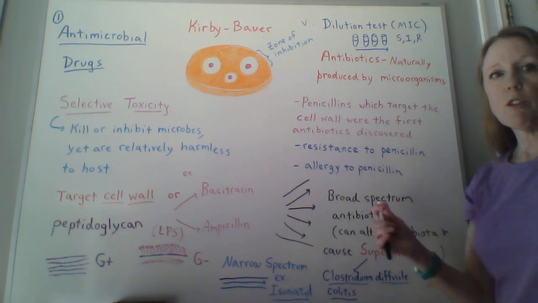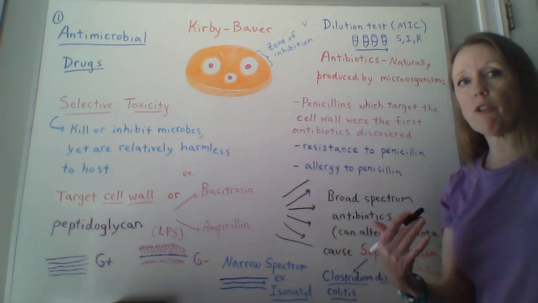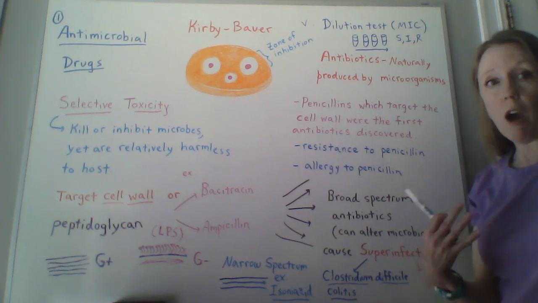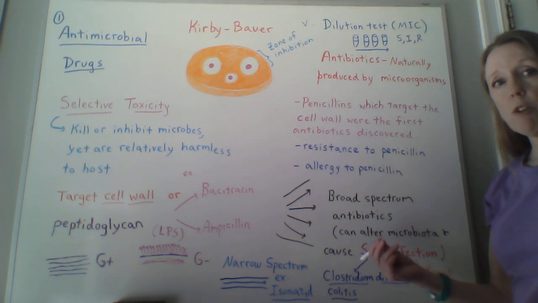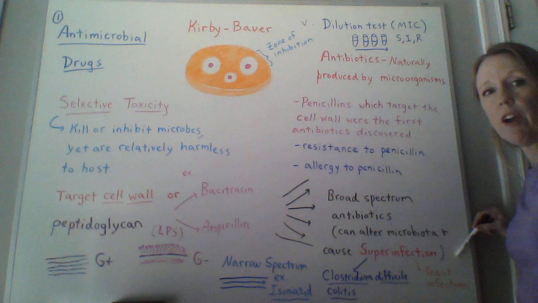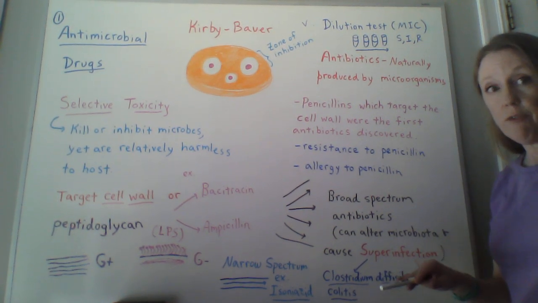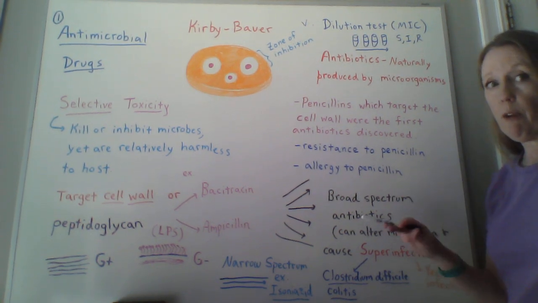However, the bad thing is we have good microbes in our bodies called our flora or our natural biota, and that will kill them too and alter our microbiota and can cause a superinfection. So an example of a superinfection would be, for example, a yeast infection or Clostridium difficile colitis, C. diff. So those are from broad spectrum antibiotics, so they're not without risk.